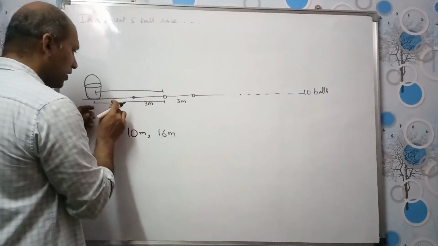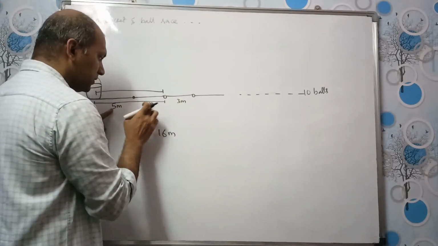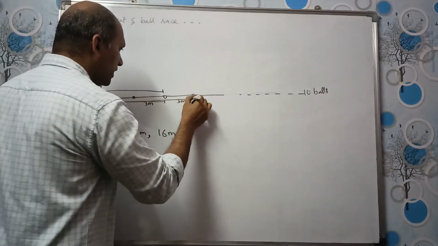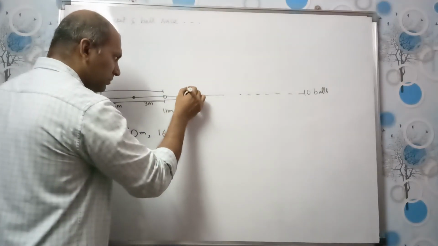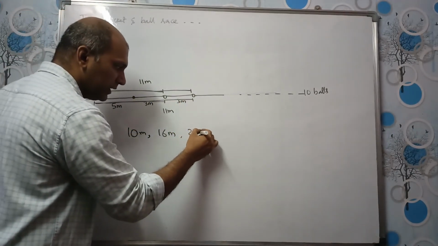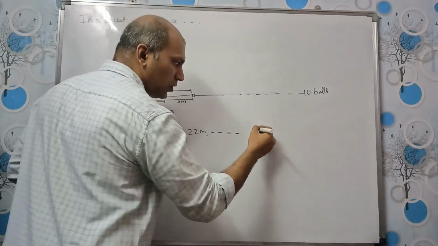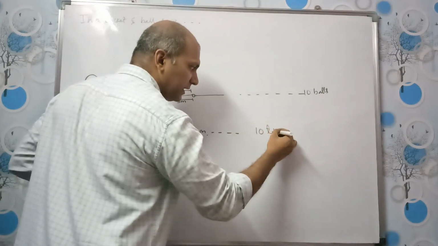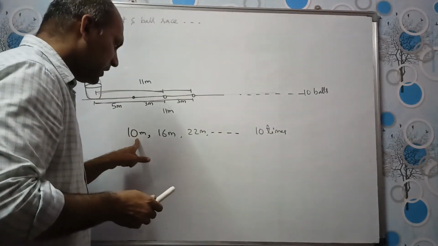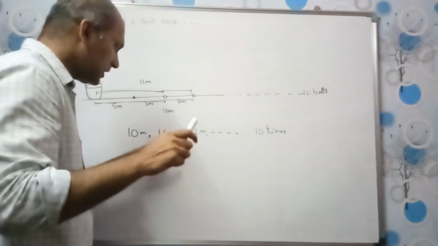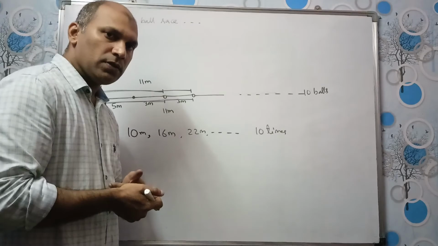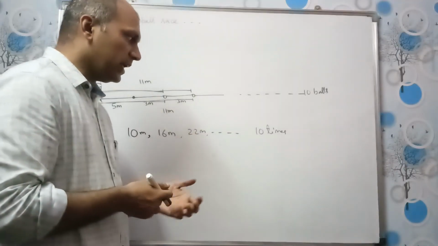Now what about the third ball? 5, 3 and 3. So this is 6 plus 5, 11. From here to here it is 11 meters. From the third ball to the bucket again it is 11 meters. 11 and 11 is how much now? 22 meters, and so on up to how many times? 10 times, right? So to put the first ball in the bucket, the competitor has to run 10 meters. To put the second ball, 16. To put the third ball, 22, and so on, right?